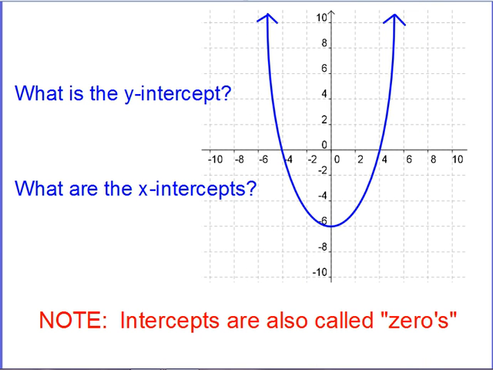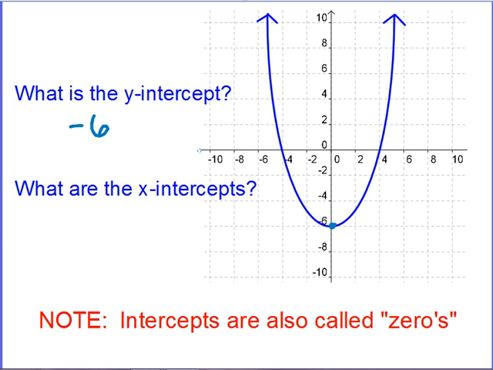So in this particular graph, where does this curve meet the y-axis? All the way down here at negative 6. So my y-intercept is negative 6.